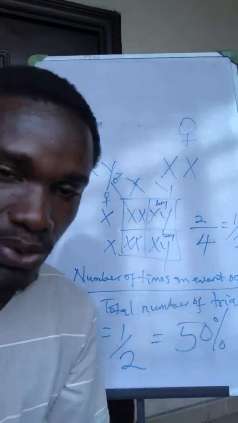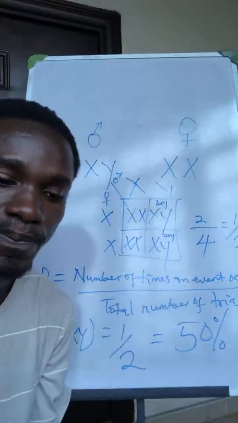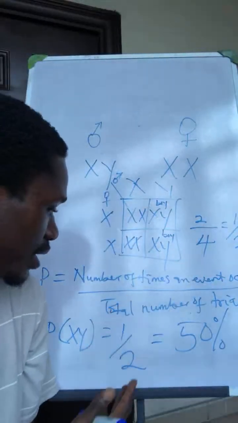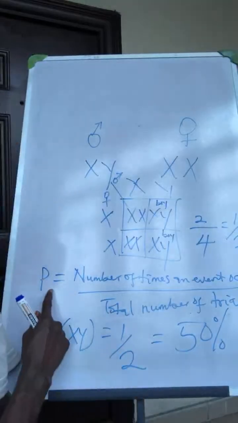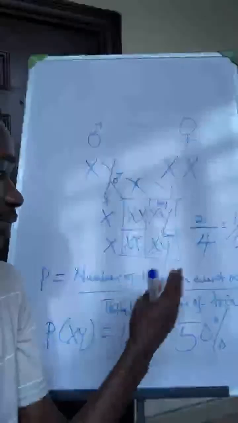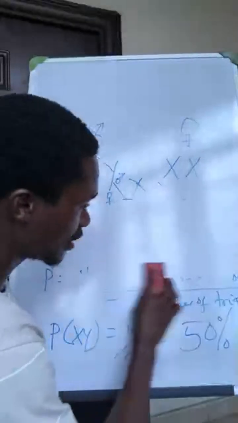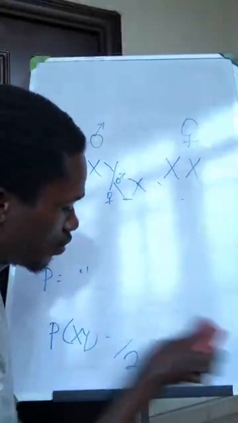So don't get confused. Whenever you see these questions, just try to understand what they're asking you. And when you know what you are doing, it will be very, very simple. Remember the formula. The normal formula for probability is the number of times an event occurs divided by the total number of trials. So that is that. Now, in this case too, you'll be seeing most of these questions a lot.